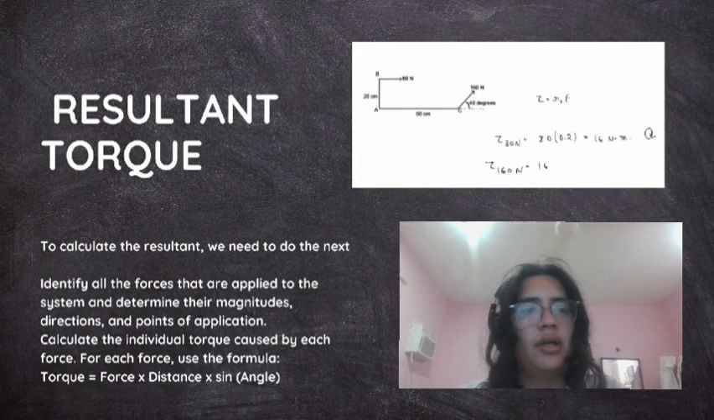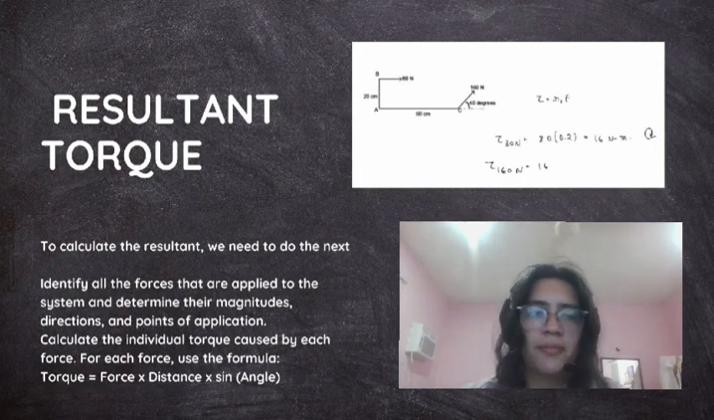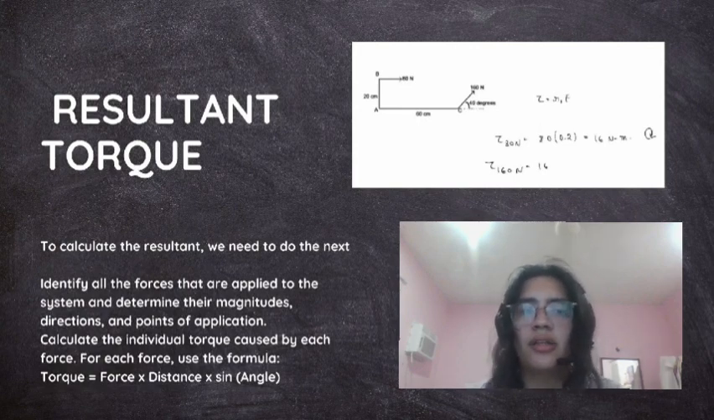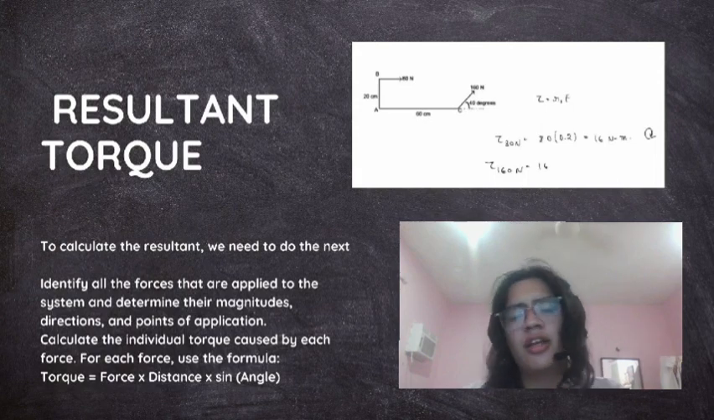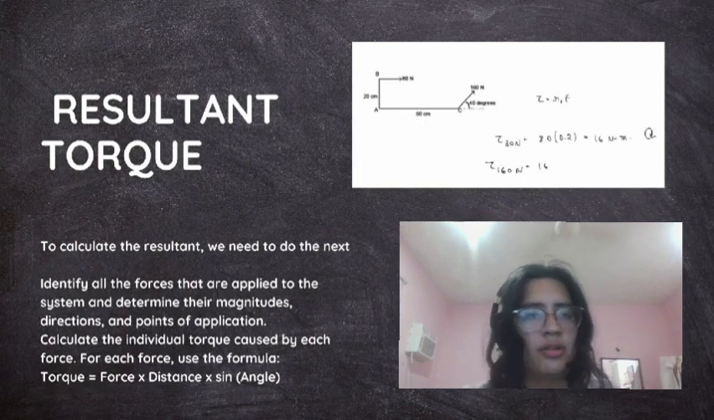Also, we have the torque resultant. That is basically the sum of all the torque that is in the system. To calculate this, we need to do some steps. The first one is to identify all the forces that are applied in the system and determine magnitudes, angles, directions, and points of application.